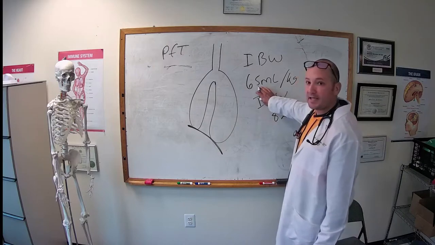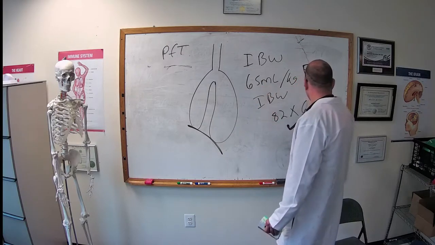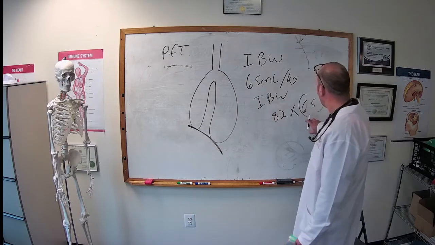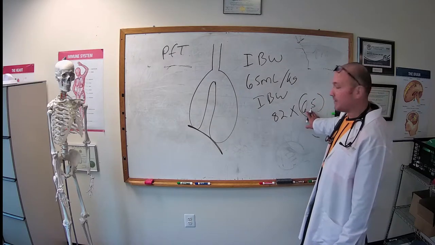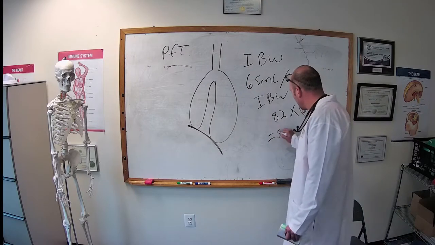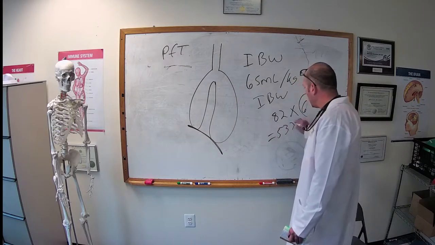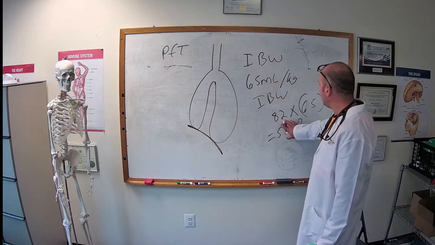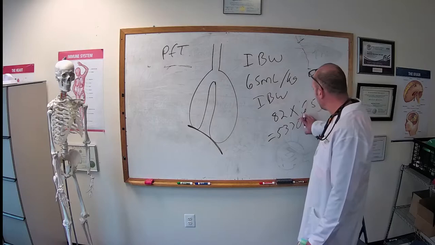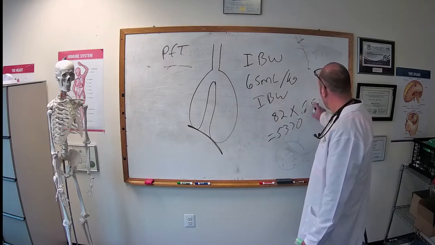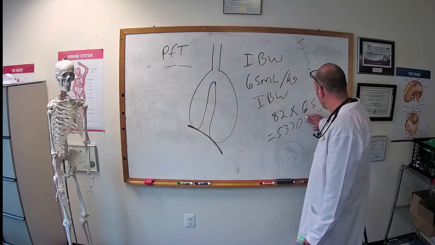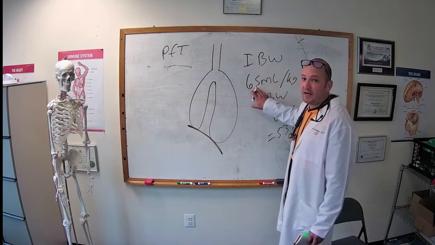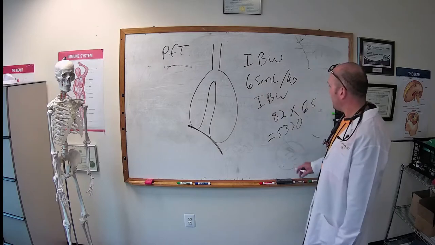So 180 pounds, or 82 kilograms, multiplied by 65, and that's going to give me 5,330. If I took 82 multiplied by 65, I should take those parentheses out, just trying to show and tell which one's which. So where did I get the 65 from? It's always 65. 65 milliliters per kilogram of ideal body weight.